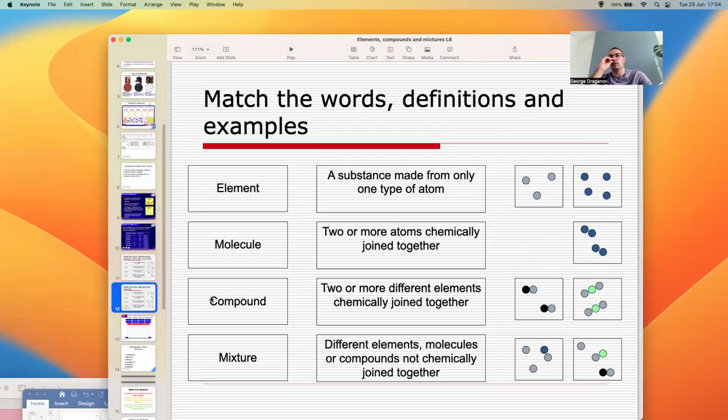And in the next lesson, we will be looking at how to separate mixtures. Mixtures can actually be separated because they're not chemically bonded. Compounds are chemically bonded, so we cannot use physical means to separate them. So the separation techniques in the next lesson will be about physically separating mixtures.